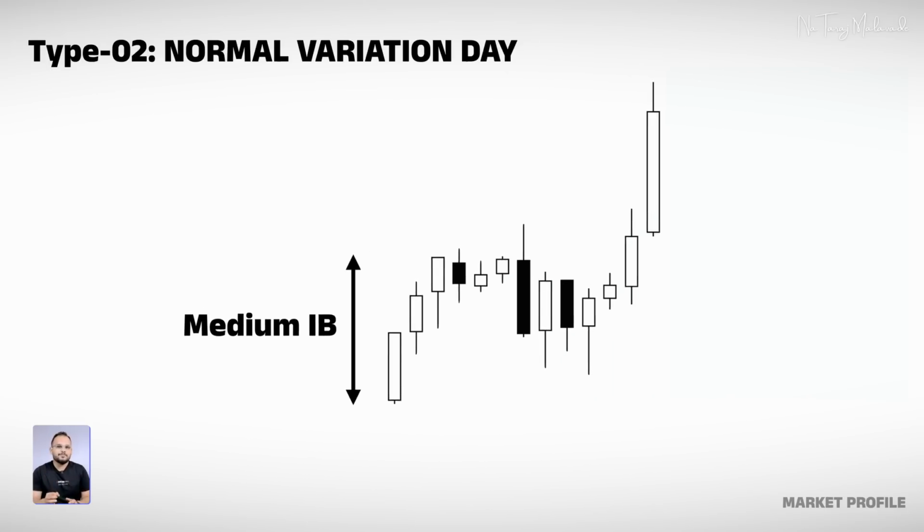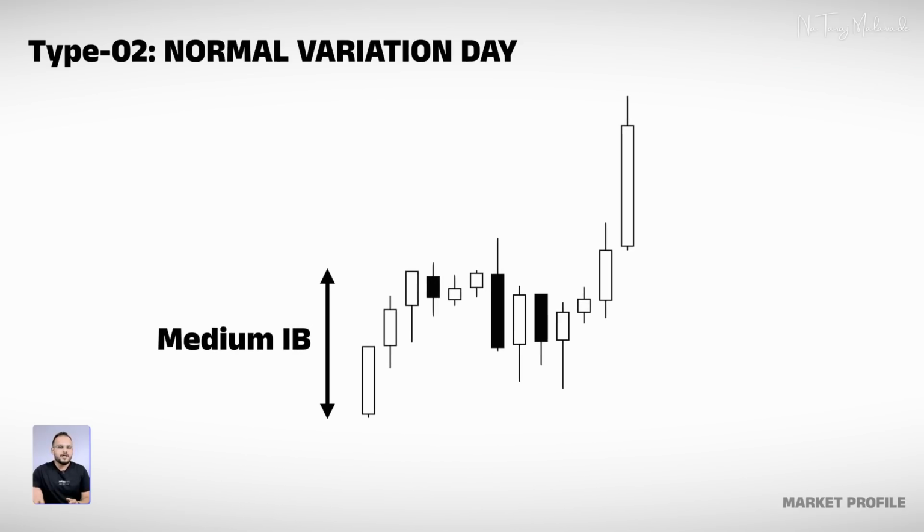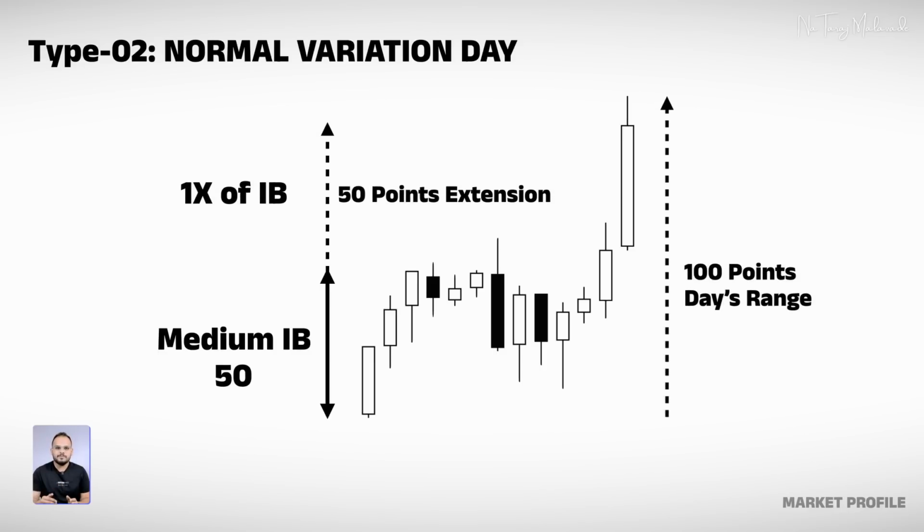But the key feature of this particular day structure is that after the IB is formed, the market is likely to extend its range by approximately 1 times of IB in one of the directions or either direction. For example, let's take a Nifty example here. If the market moves 50 points in the initial hour, we can expect a further 50 points extension beyond the IB. It may be positive, it may be negative.